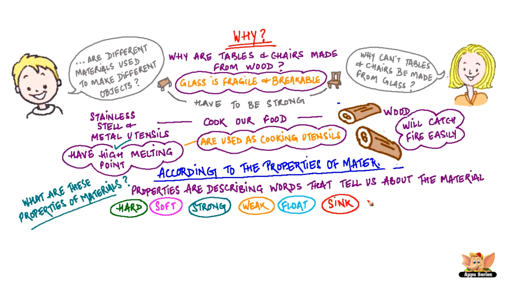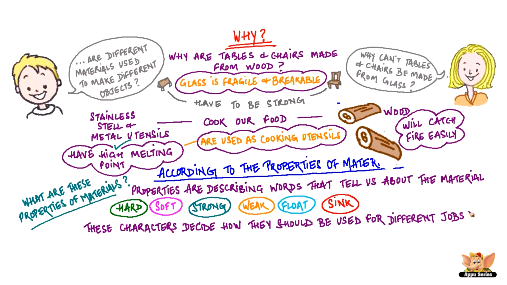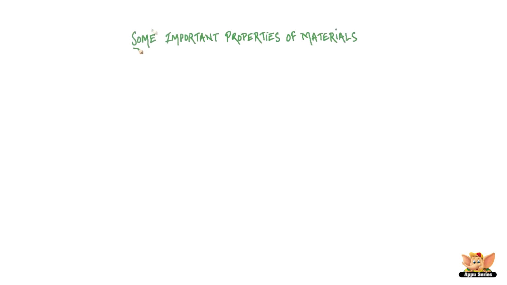Properties are describing words that tell us about materials. Some materials are hard, others are soft, some are strong while others are weak, some float and some sink. These characters decide how they should be used for different jobs. Some important properties of materials.